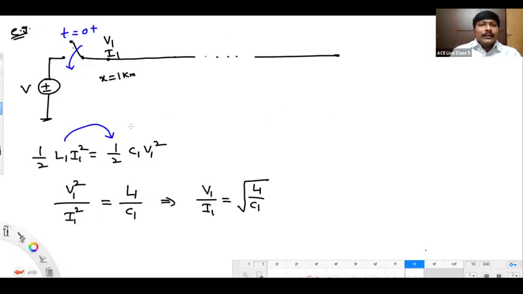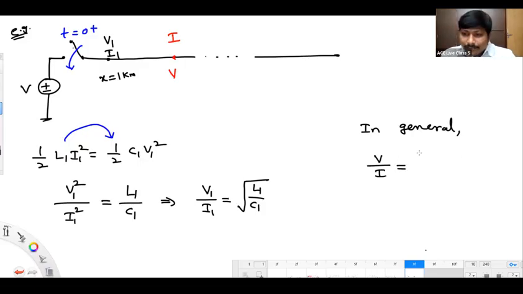Let's say at any point on the transmission line after closing the switch, voltage is V and current is I. Now please tell me, in general, what is that voltage to current ratio? That is nothing but the square root of L by C. The voltage to current ratio is root of L by C.